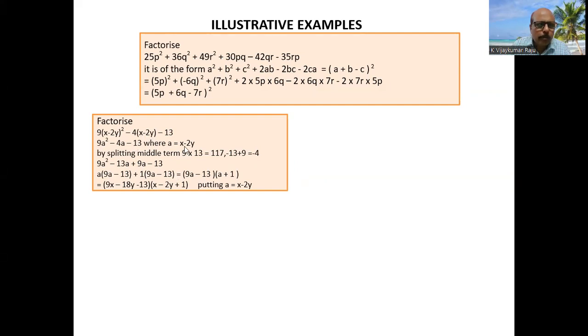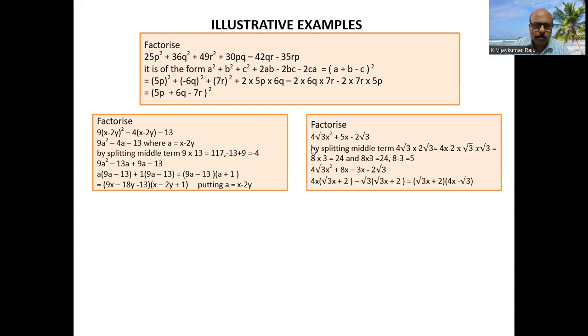So I'll have to put back the value of a. So what happens? Here 9 into x minus 2y becomes 9x minus 18y minus 13. And here it is x minus 2y plus 1, putting back the value of a. So when certain questions are slightly complicated, you need to slightly modify it and bring it into the quadratic form and then solve it. And as usual, we solve by splitting the middle term and it works out very well.